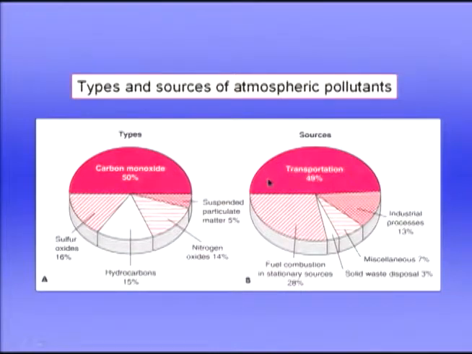Now, the sources of these pollutants, as you can see, most of them actually come from transportation. And I'm sorry to say that many of them come from our own automobiles. So we are responsible for a substantial amount of these pollutants, although the catalytic converters certainly help. The other major source are the power plants, stationary power plants, and industrial processes.